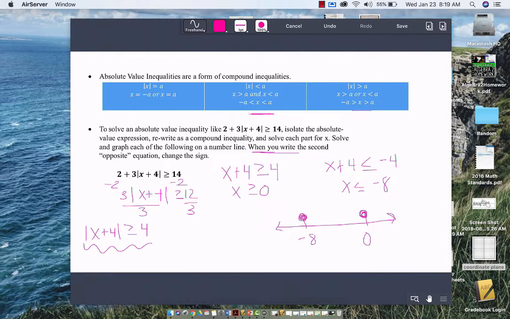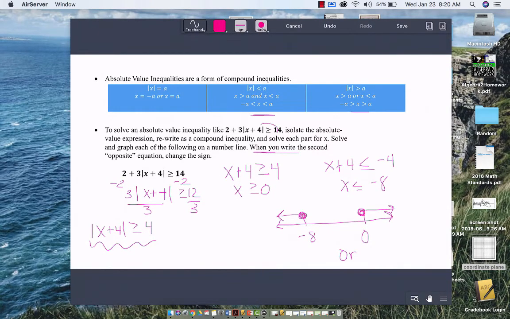So x is greater than or equal to 0, so that's going to be bigger, and less than or equal to negative 8. So this is our or situation, like we said, because it's a greater than symbol, and our greater than symbol is generally going to be our or. So if you follow those rules, and then just make sure to check your solutions, and try problems 5 through 8 in your notes.